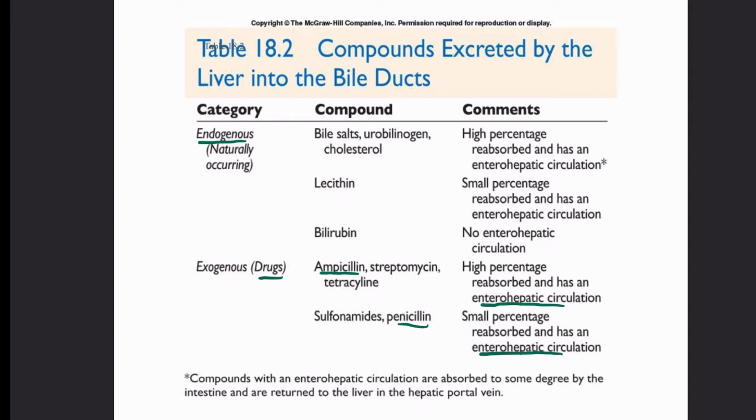Some naturally occurring compounds do this, and these are called endogenous compounds. For example, bile salts, urobilinogen, and lecithin. Those are naturally occurring compounds that are a result of breakdown of other compounds that can go into this enterohepatic circulation.